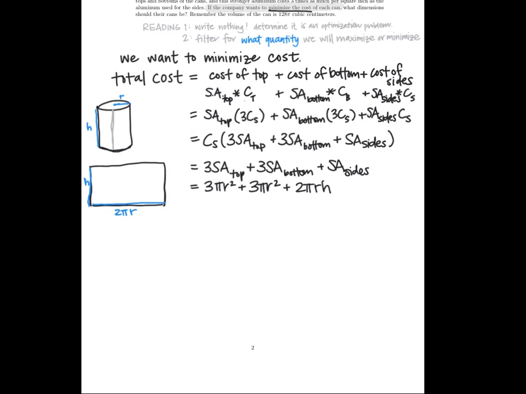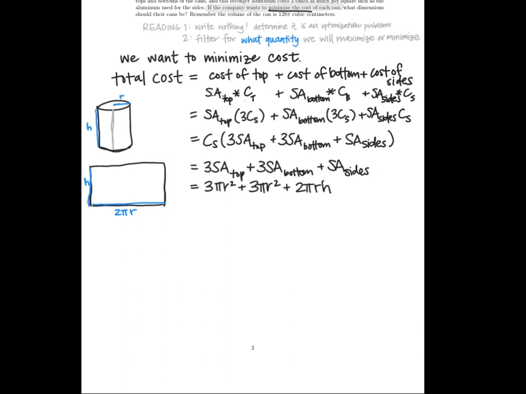Now we have an equation for cost that involves multiple variables. We're not quite there, and that's okay. We now need to get it in terms of one variable, because there are so many r's and so many h's, and we really need to just pick r or h. So this is the moment where we do a third reading of the problem. Going back to that tip that I was talking about, rereading, filtering for particular information.